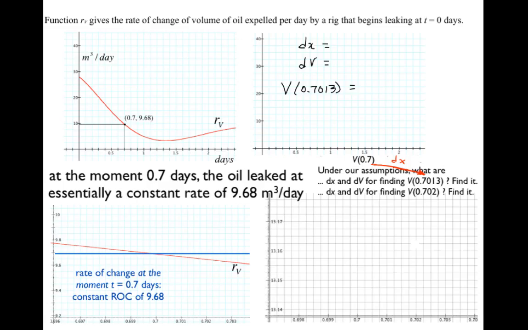Okay, let's see how we did. Where's Rashid Al Farsi? Did you get dx? Well, tell me what dx is, Rashid. 0 point. 0 point what? 70? Well, we want dx, right? So what is x changing from? X is changing from what to what?